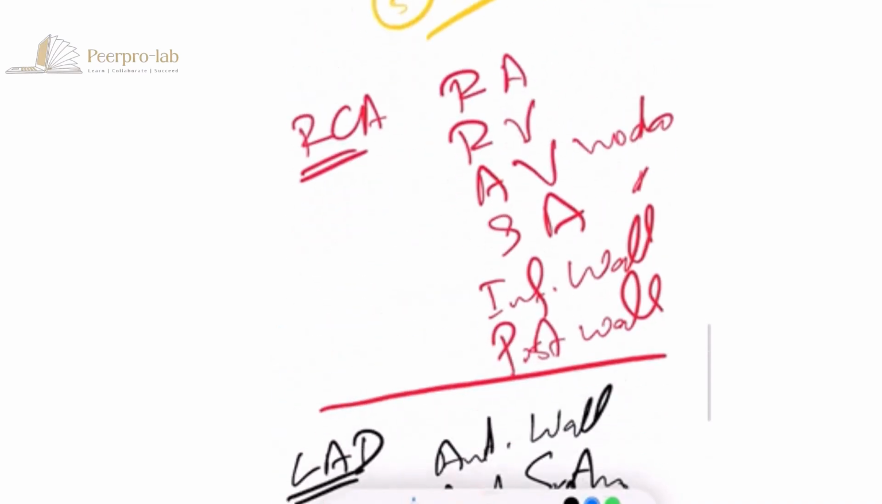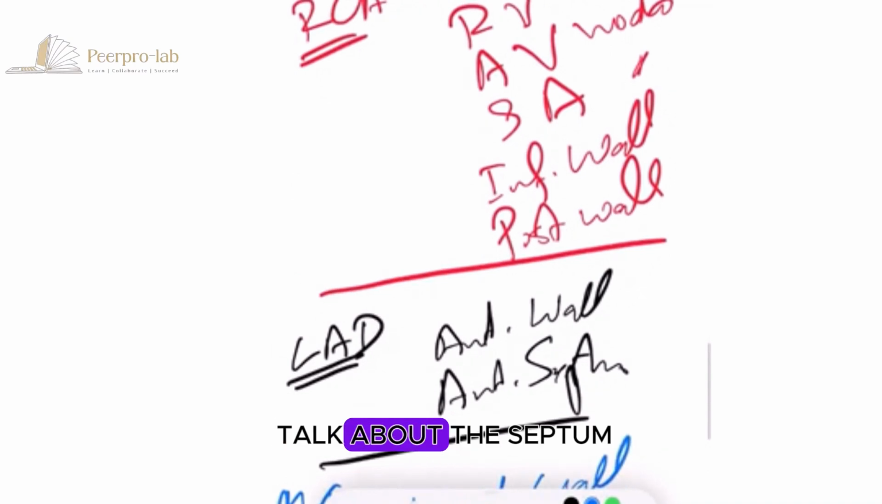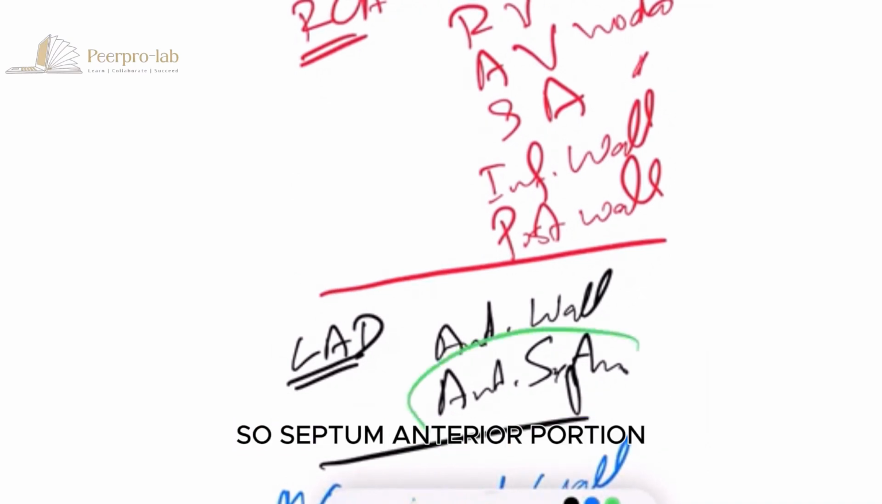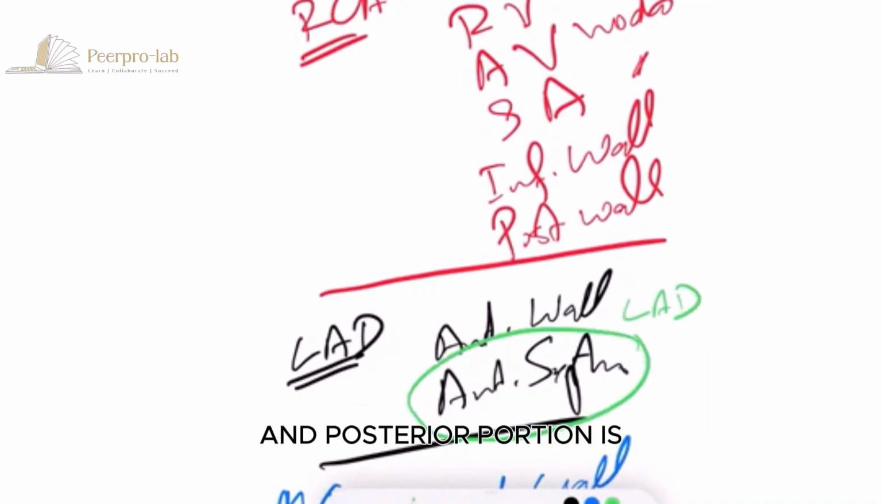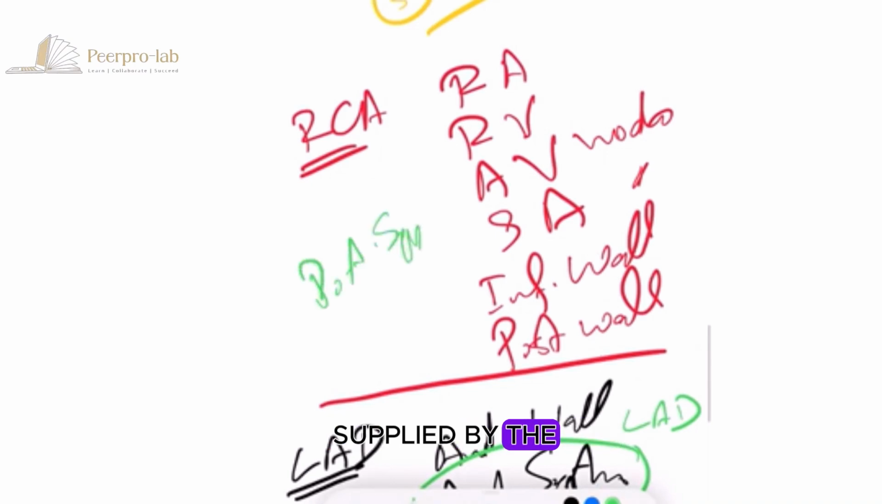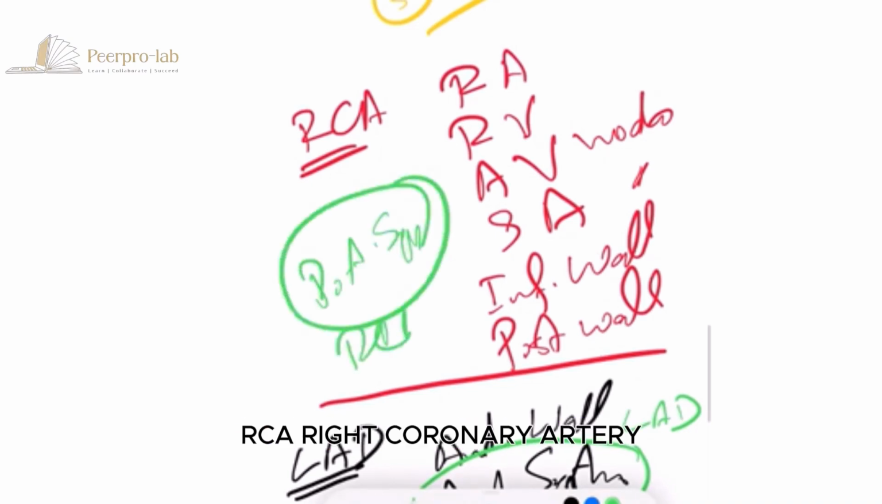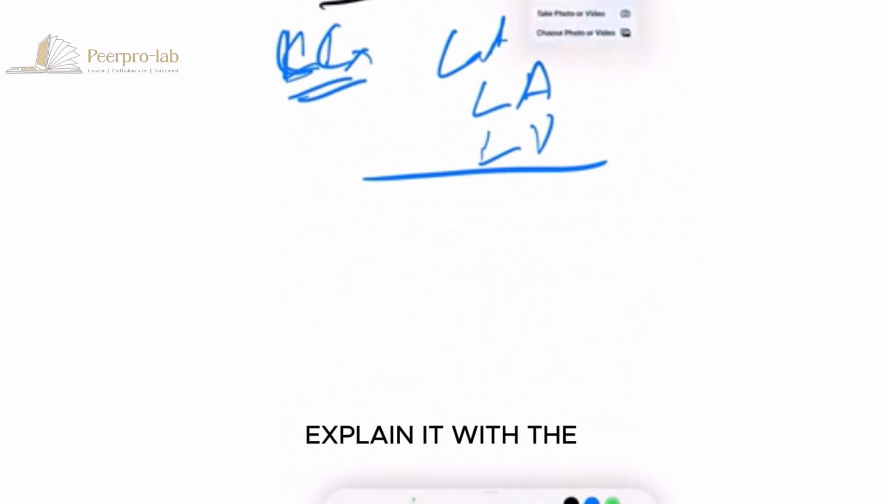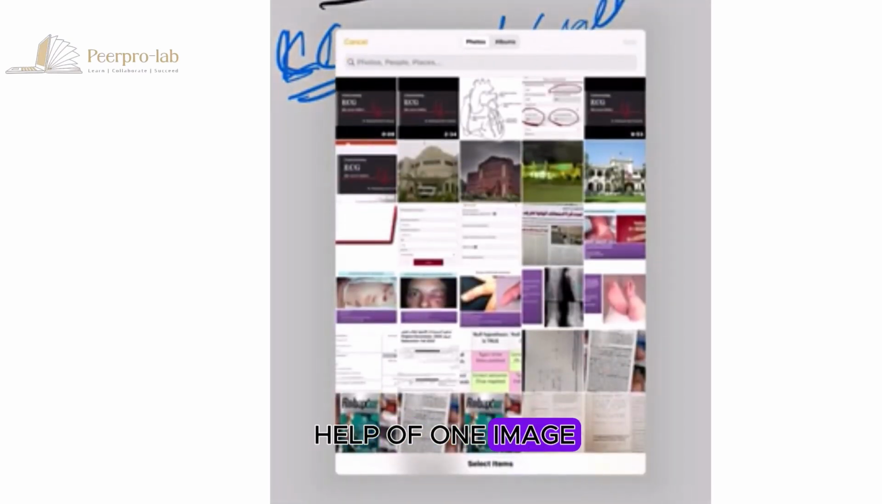That's finished. Okay. So if we talk about the septum, the anterior portion of the septum is supplied by LAD and the posterior portion is supplied by the RCA, right coronary artery. So this is the whole blood supply of the heart. I will explain it with the help of one image as well.